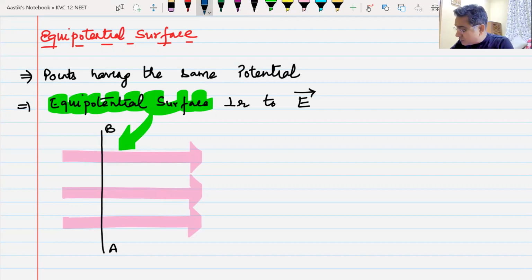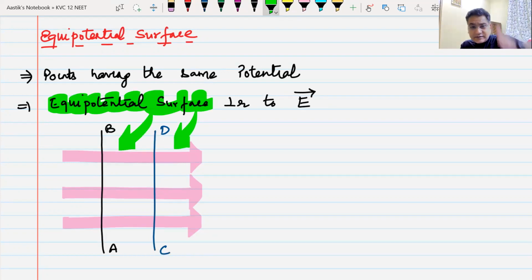If I draw one more parallel line like this, let me call this CD. Your CD also would be an equipotential surface. Do we understand this? And similarly, I can draw more equipotential surfaces.